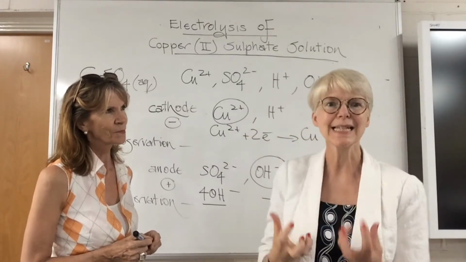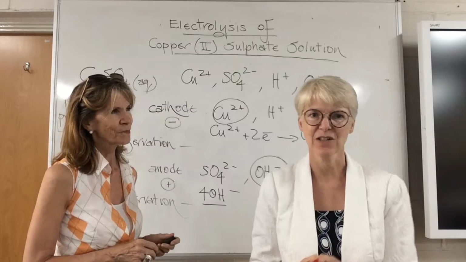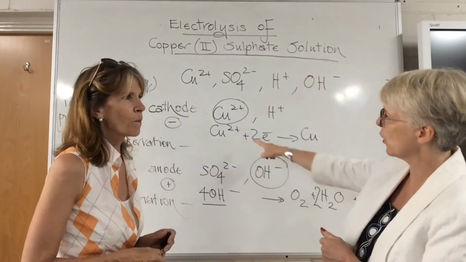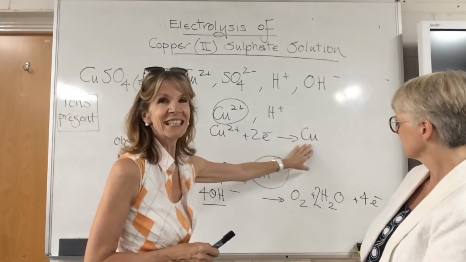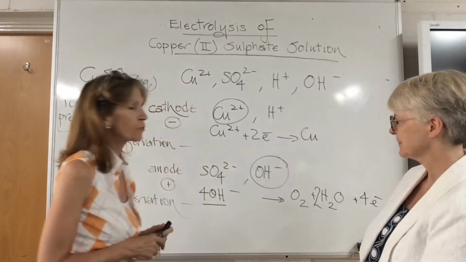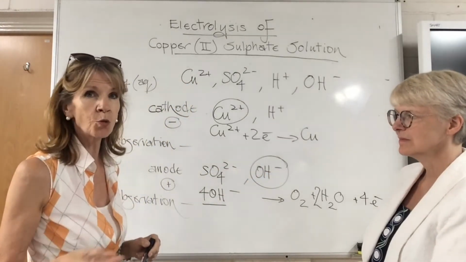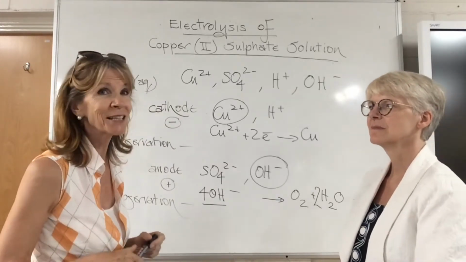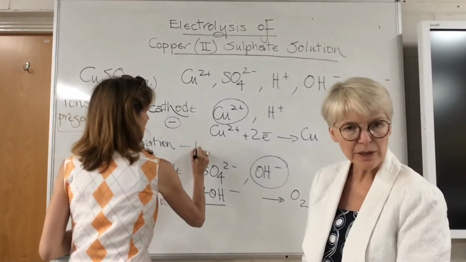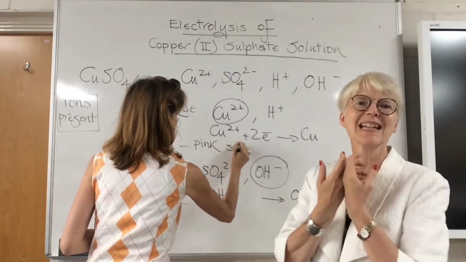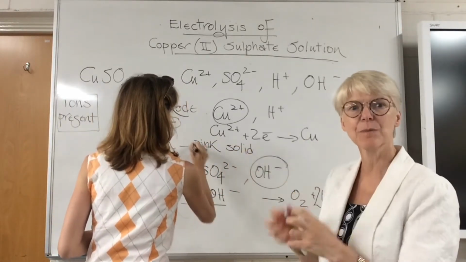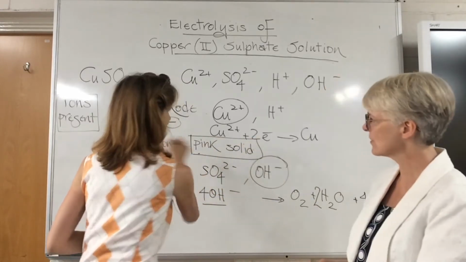So we know what's attracted, we know what's discharged, we know what's happening at the electron level, but what do we actually see? What do we observe at each of the electrodes? So let's do the copper first. Well, if you look at the product, the product is copper. And for your observation, you don't see copper, you see a pink-brown solid. So we know it's copper, but in terms of describing what you actually see, what you see is a pinky brown solid. So that's the answer you need to give.